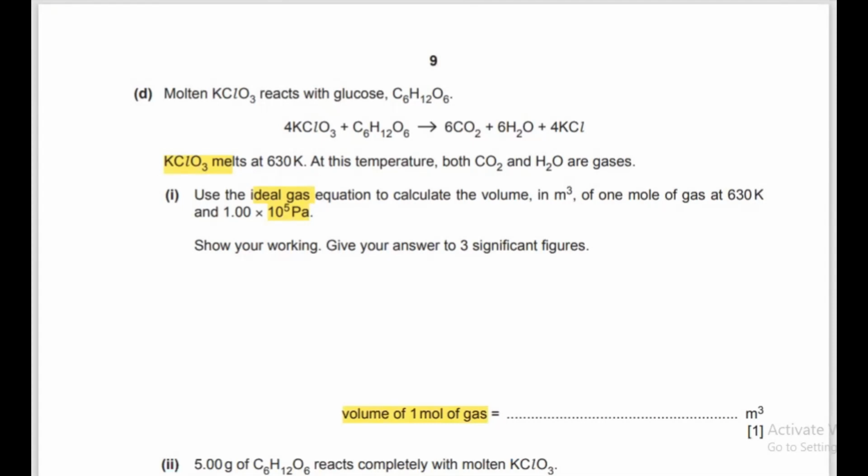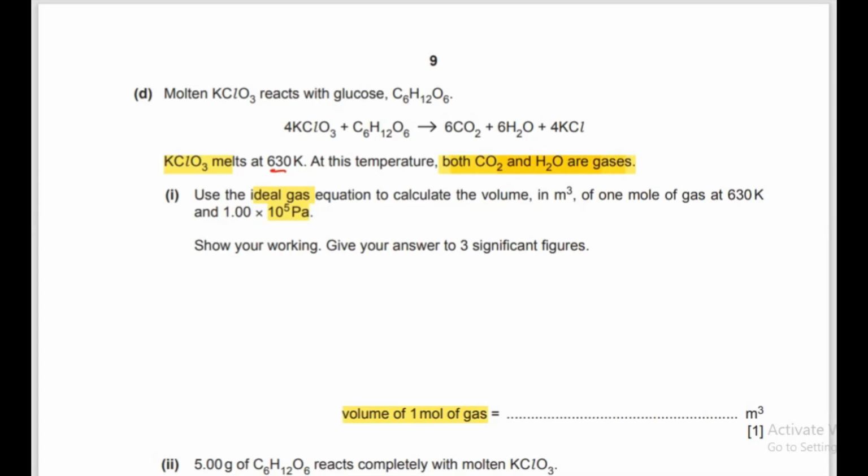Now, this is a reaction in which the molten potassium chlorate reacts with the glucose. KClO3 melts at 630 at this temperature. Both carbon dioxide and water are gases. This is a very important point here.